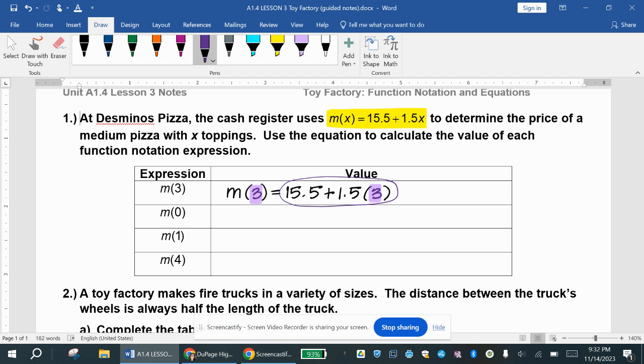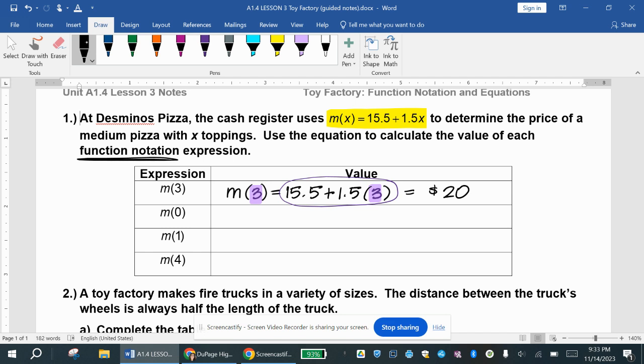15.50 plus 1.5 times 3. Okay, so you should get a total of 20. This is the price of a medium pizza with 3 toppings. So again, we're using the function. It says use the equation to calculate the value of each function notation expression. Function notation was our vocab yesterday.